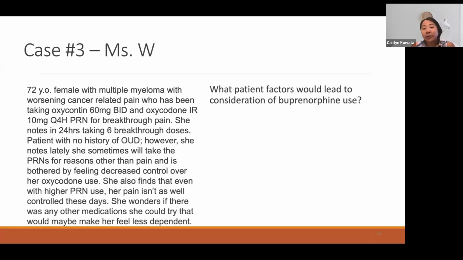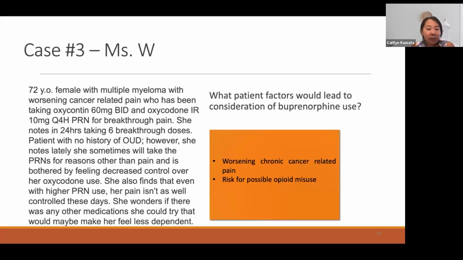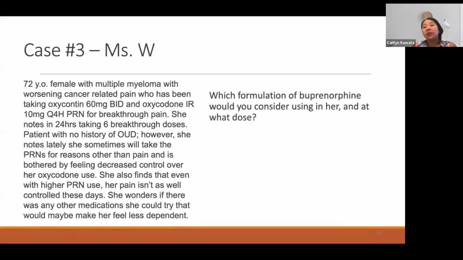So what patient factors would lead to consideration of buprenorphine in this case? Well, we have worsening chronic cancer-related pain, and there's possibly this risk of opioid misuse, and that's the idea that she will take the pain medications for reasons other than pain, and just that sensation or feeling of less control over her use. So kind of just acknowledging that the opioids aren't maybe working as well as they used to for her as well.